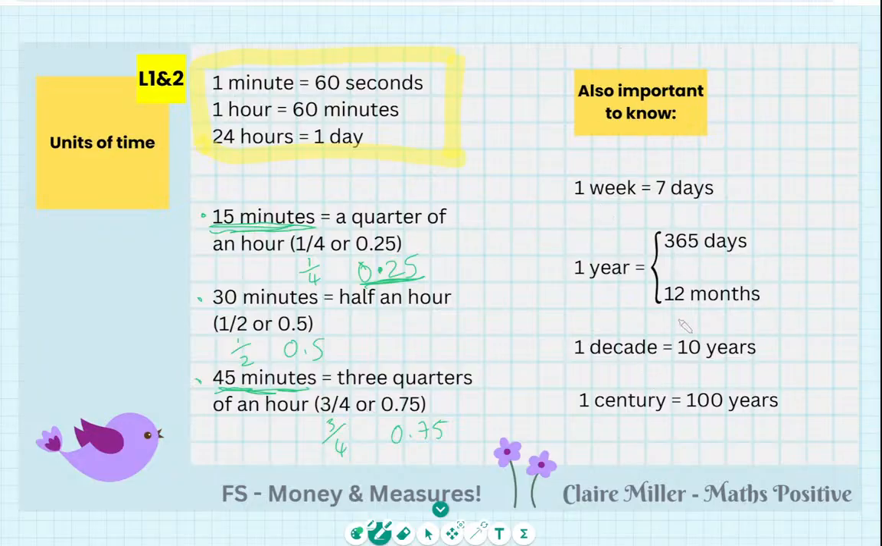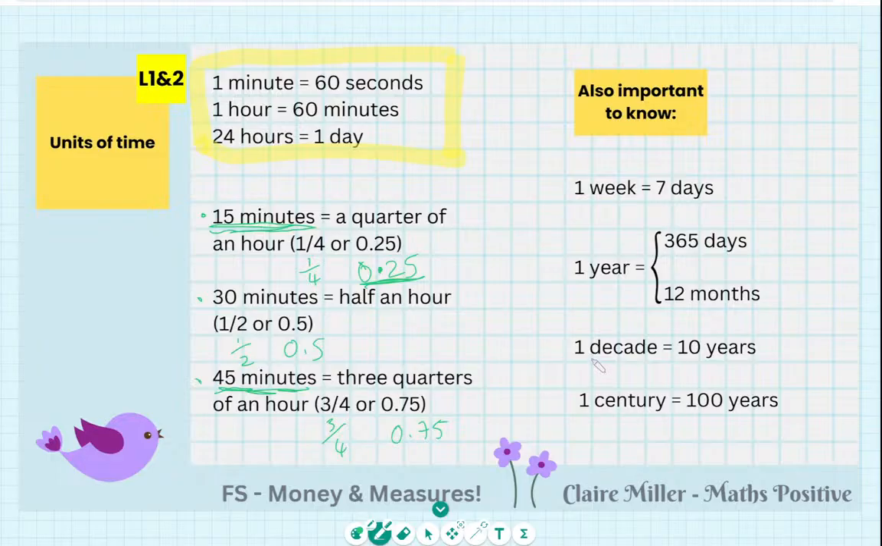Other things that are important to know, but we're not going to go through in too much detail today, is that 1 week is 7 days. Again, I think you'll be pretty confident with that. A year is 12 months, and it's also 365 days. Okay, that's one that people sometimes need reminding of.